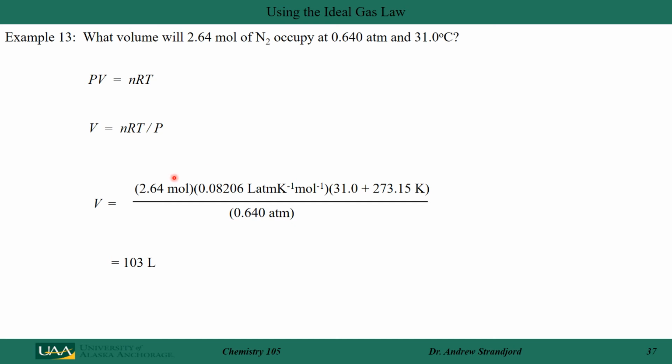I have 2.64 moles of nitrogen gas times the gas constant times the temperature in K. Notice here I've had to add 273.15 onto my 31 degrees C to get it into K, and divide that by the pressure. Solving the equation, this amount of gas will occupy 103 liters at this pressure and temperature.